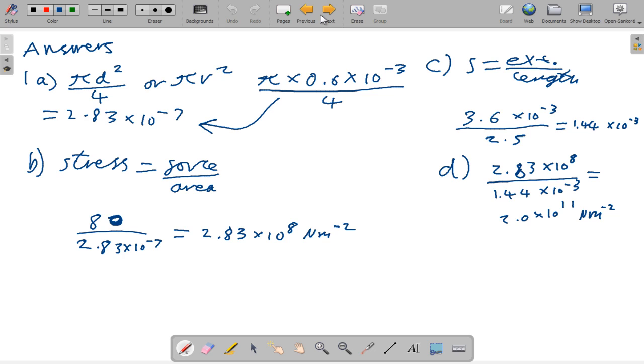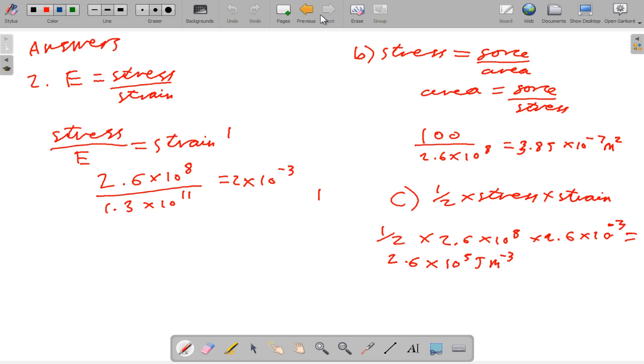And strain is extension over length, so 3.6 times 10 to the minus 3 over 2.5 is 1.44 times 10 to the minus 3, and 2.83 times 10 to the 8 over 1.44 times 10 to the minus 3 is equal to 2 times 10 to the 11 N m to the minus 2. So moving on to the next question, number 2 now. So if E is stress over strain, then we can rearrange it to make strain equals stress over E.